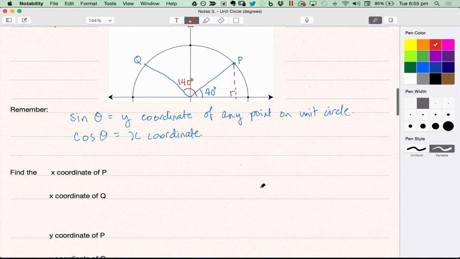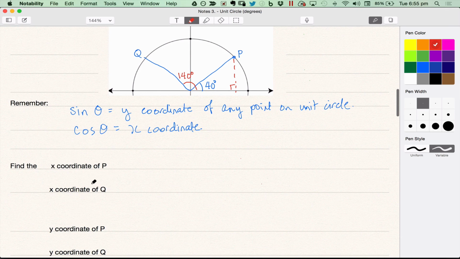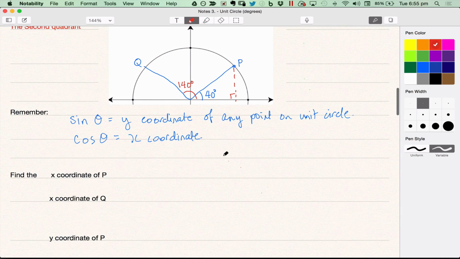What I'd like you to have a go at is finding these values here. You can pause and have a go, or you can continue watching. To find the x-coordinate of P, we just need to do cos of the angle from the x-axis, and we can work that out to be 0.77 using our calculator.